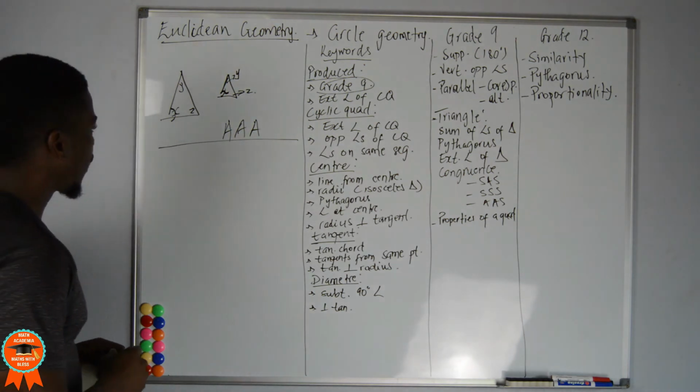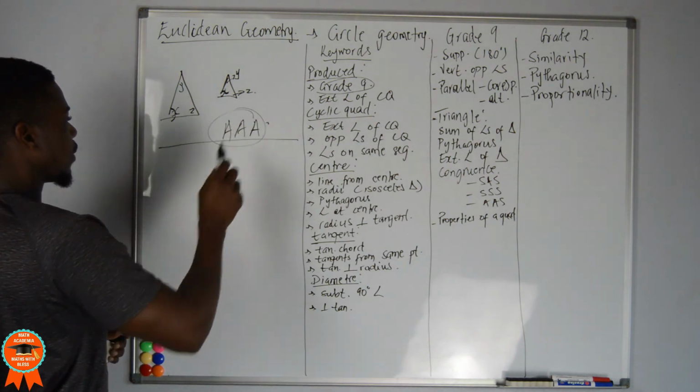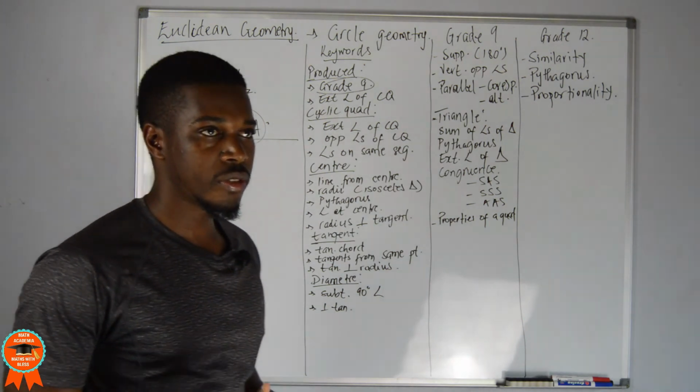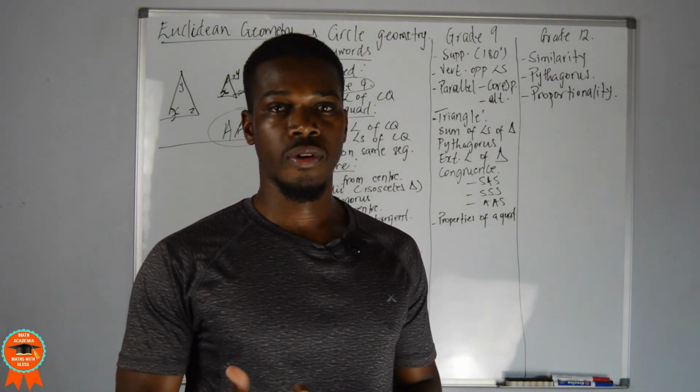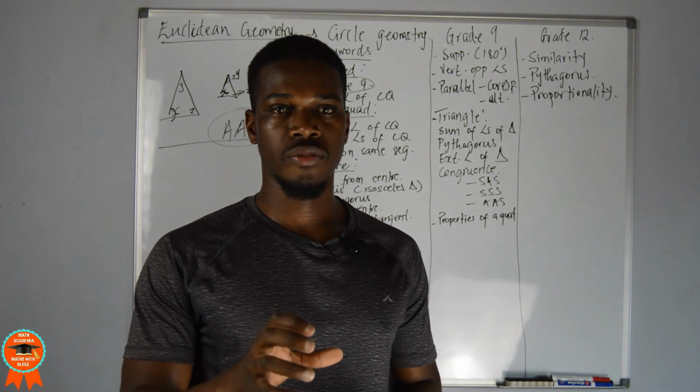Then how do you use this similarity? We use similarity to solve for angles and also to solve for sides. In most cases, to solve for sides.